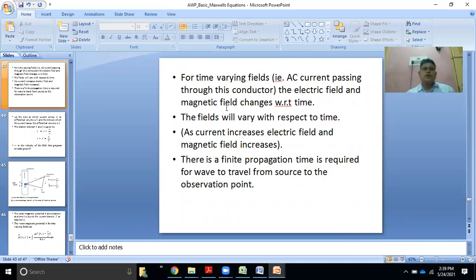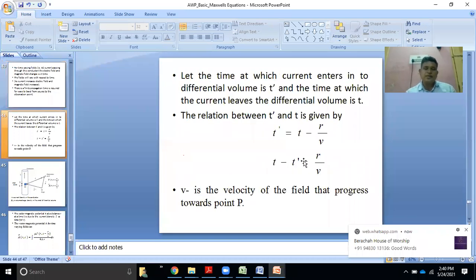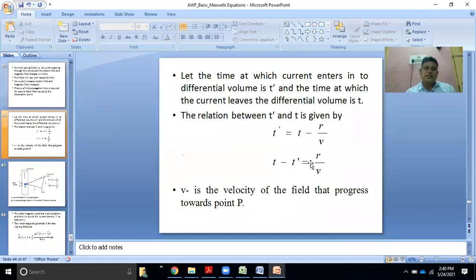For time varying fields, that is, the AC current passing through this conductor, the electric field and magnetic field change with respect to time. The fields will vary with respect to time. As current increases, the electric field increases and the magnetic field also increases. A finite propagation time is required for the wave to travel from the source to the observation point. That time required to travel is called propagation delay. We can say the time required is t minus t dash equal to R by V.